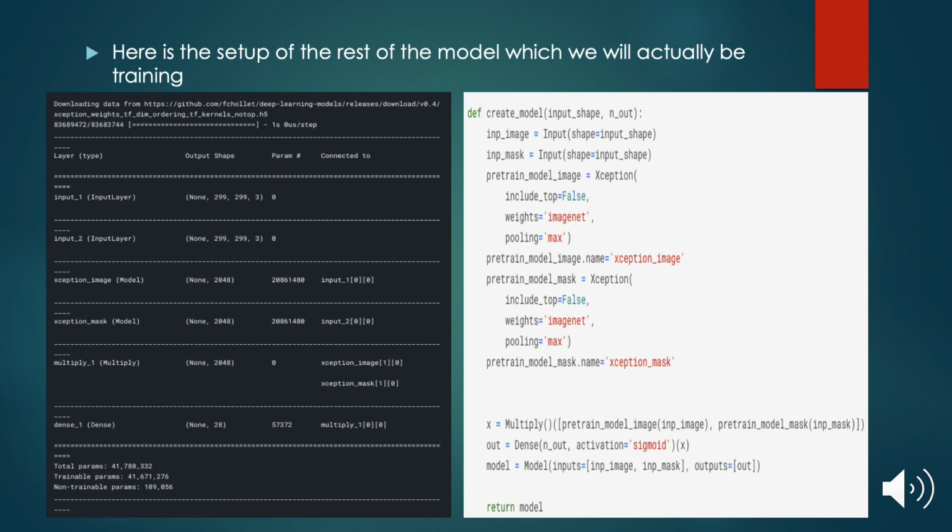Here is the setup of the rest of the model which we will actually be training. The input shape is 299 cross 299 cross 3. The weights are pre-trained on ImageNet, and I have used max pooling as it is better in this case compared to averaging, which favors larger shapes. The common output function for multi-label tasks is sigmoid, hence sigmoid is used. I'm using binary cross entropy as loss, and the two metrics considered are accuracy and F1 score.